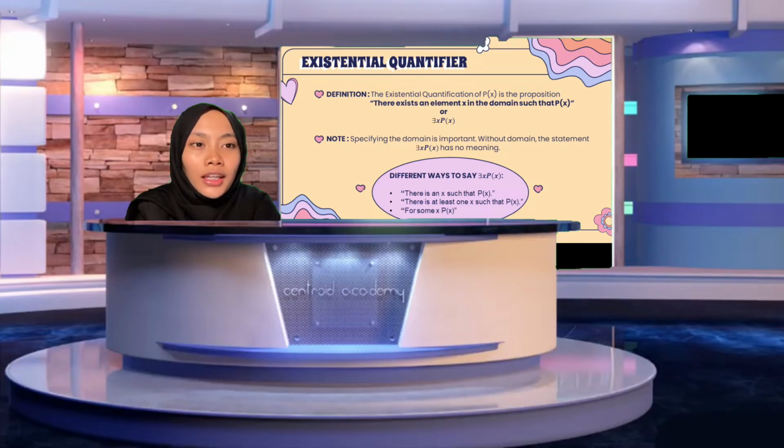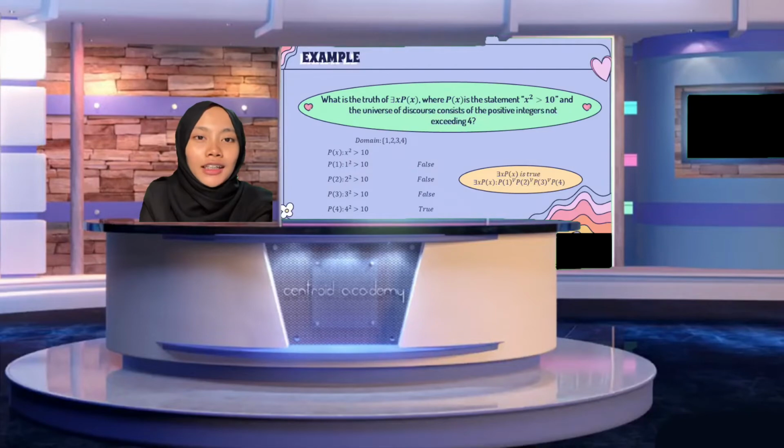There are different ways to say that there exists x P(x). You can say there is an x such that P(x), or there is at least one x such that P(x), or for some x P(x). Here is one example I would like to discuss for cementing the concept of existential quantifier. What is the truth value of there exists x P(x) where P(x) is the statement x squared greater than 10, and the universe of discourse consists of the positive integers not exceeding 4?